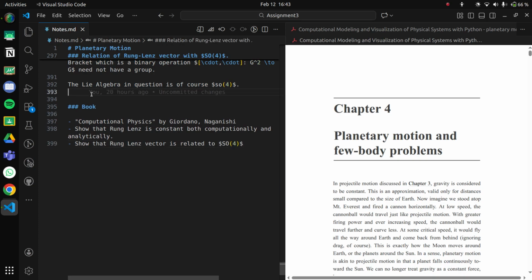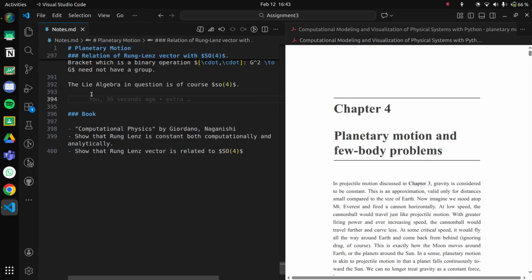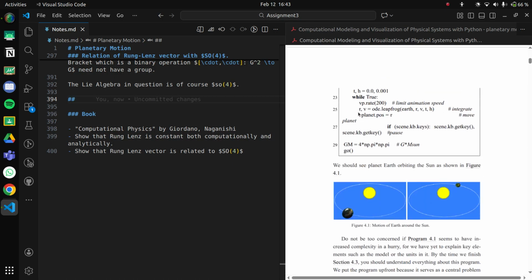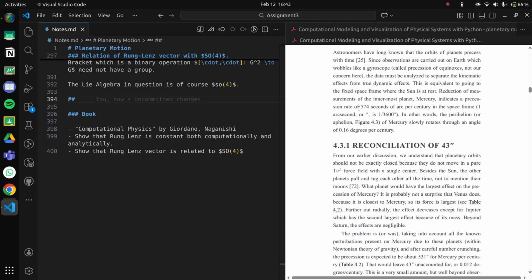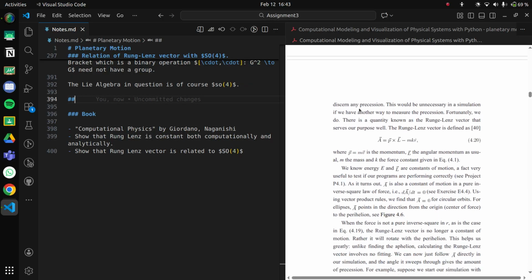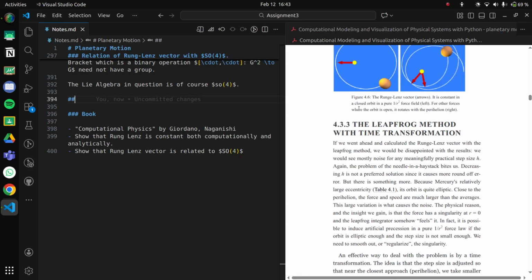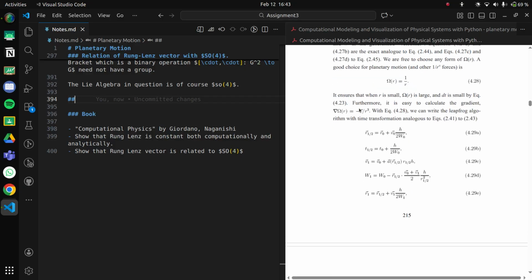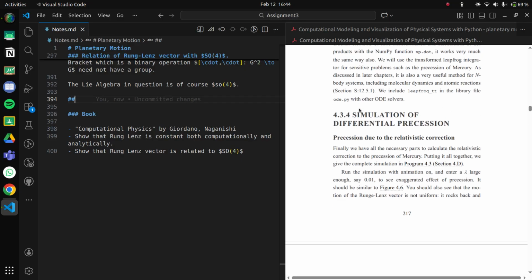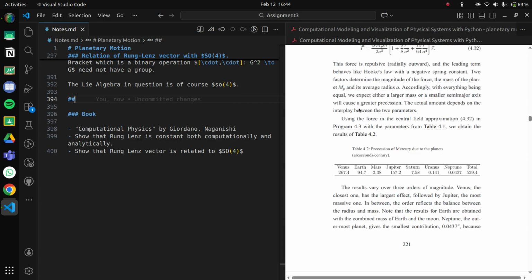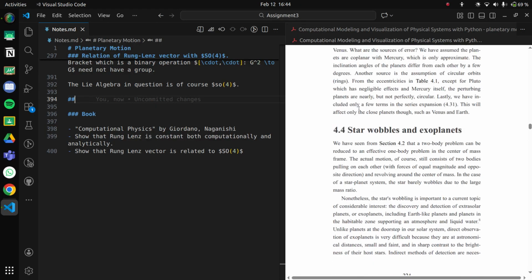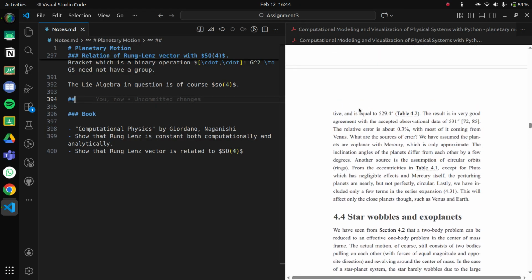So that's planetary motion. Relation of conventional with SO4, that's done. The next thing that we want to do is obviously, so Kepler orbit is done, right? One closed orbit is done. So movement is done. The Young length vector is done. The leapfrog time transform thing is done, and it's stupid. We figured out it's stupid because we can do a much simpler method than that and still get the correct results. Solution of differential precision. It was relativistic. We did this. No big deal. Star wobbles, and yeah, this is where we want to go.